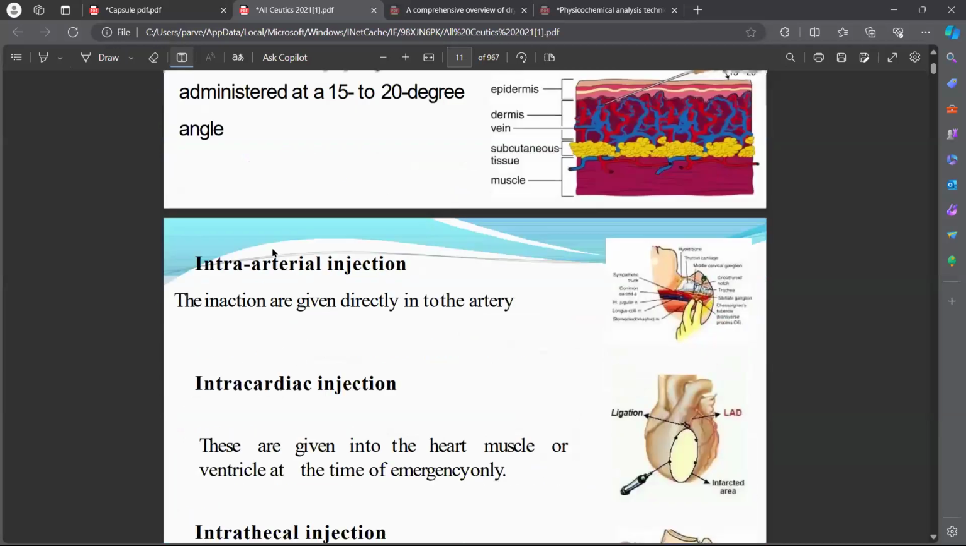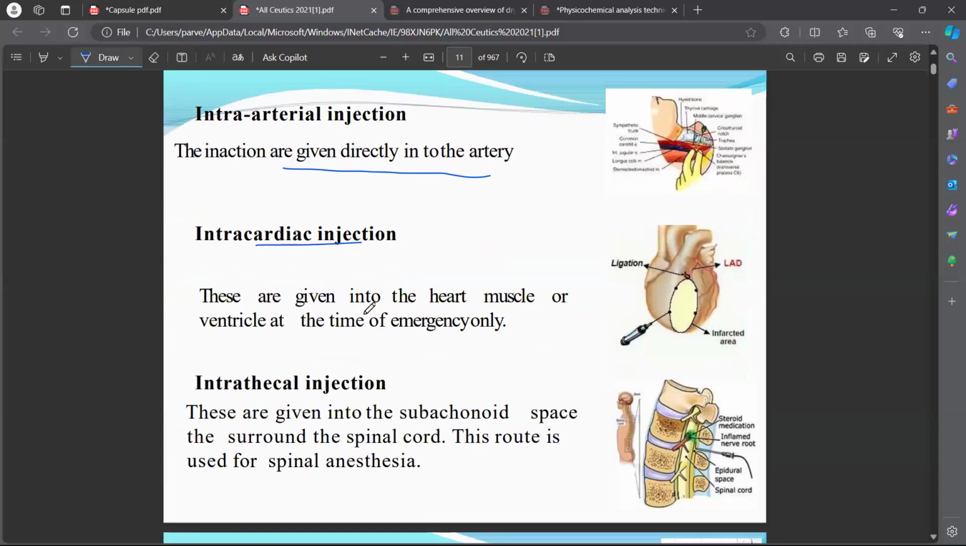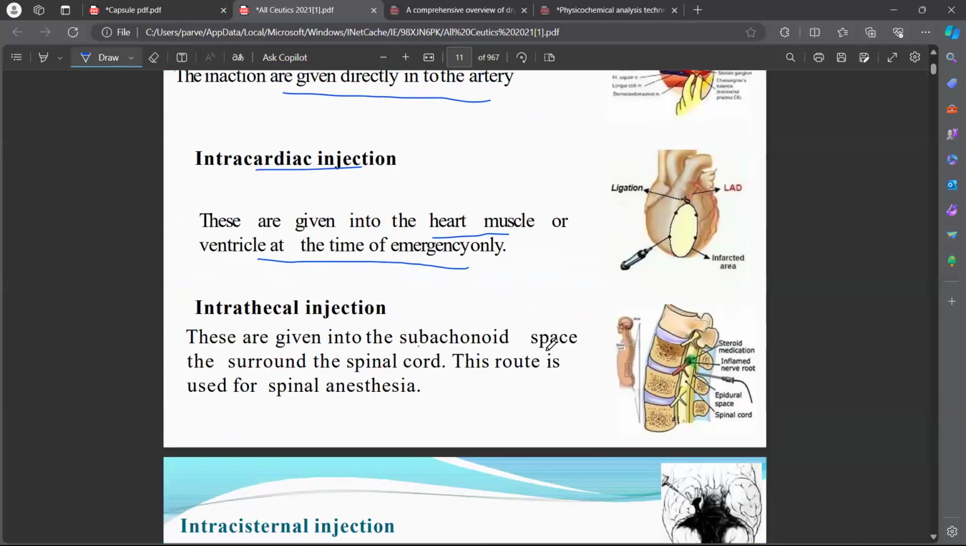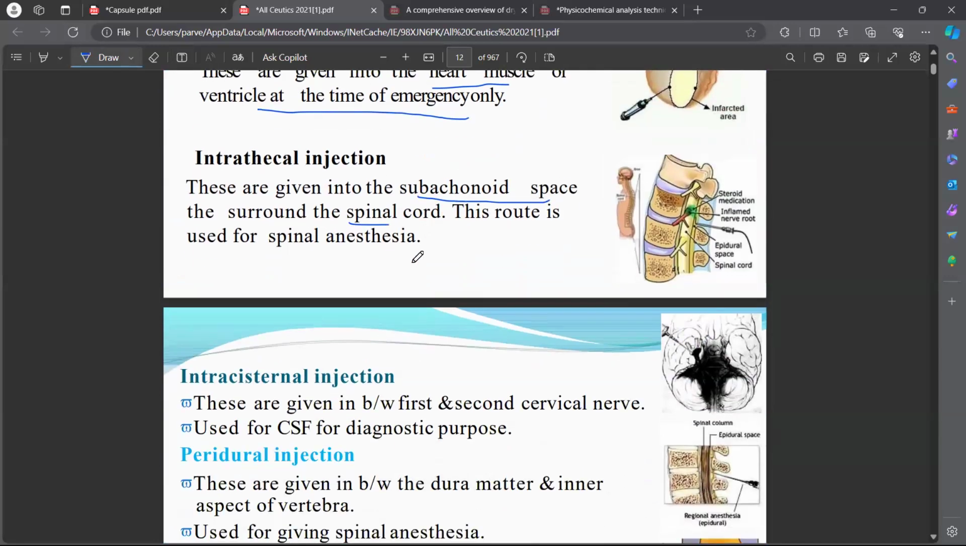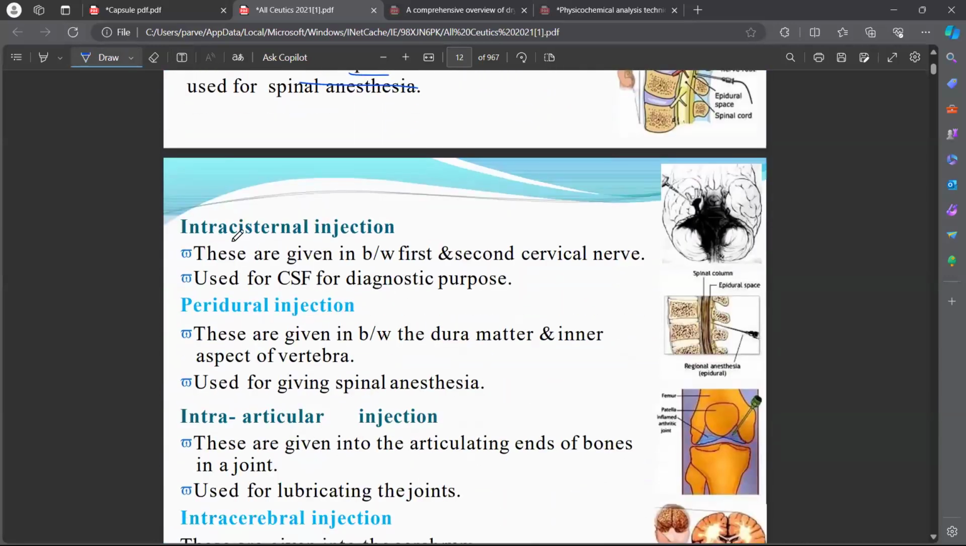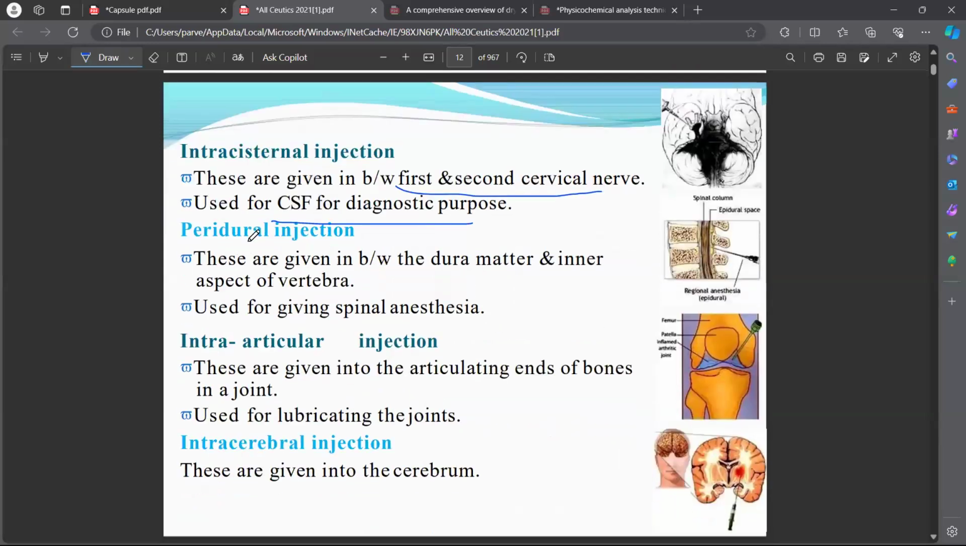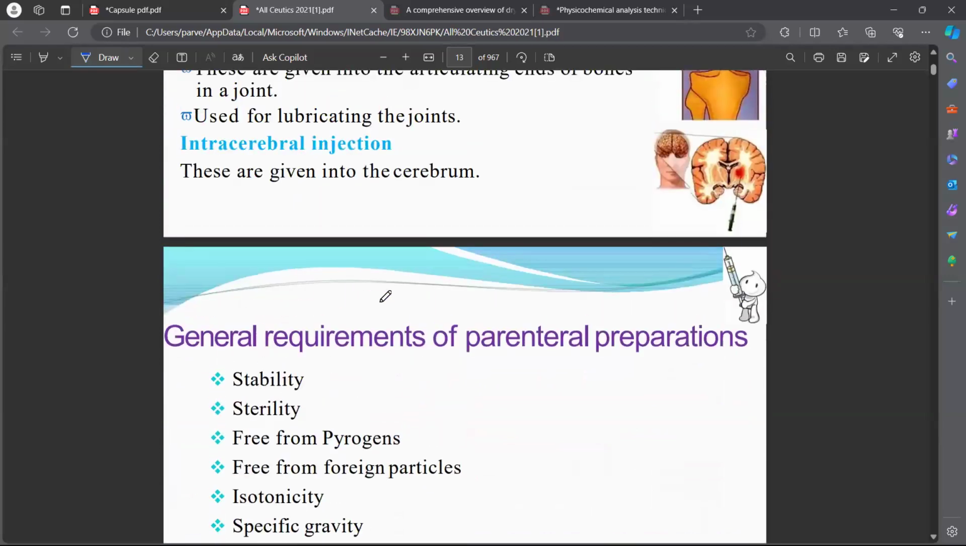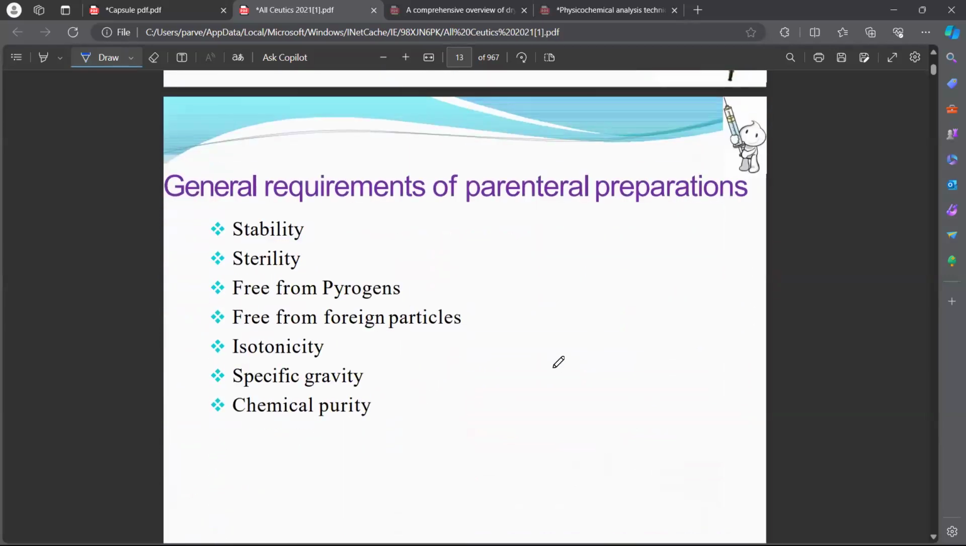Next, intra-arterial is given directly into the artery. Intracardiac is where we give the drug solution into the heart muscle or ventricle, at the time of emergency only. Intrathecal is given into the subarachnoid space surrounding the spinal cord, for spinal anesthesia. Intracisternal injection is given between the first and second cervical nerve and used for cerebrospinal fluid for diagnostic purposes. Peridural injection is given between the dura mater and the inner aspect of the vertebra.